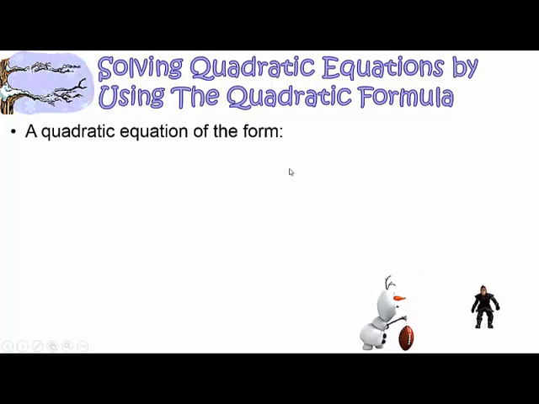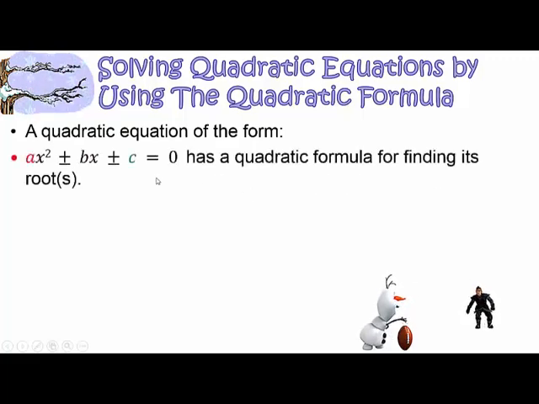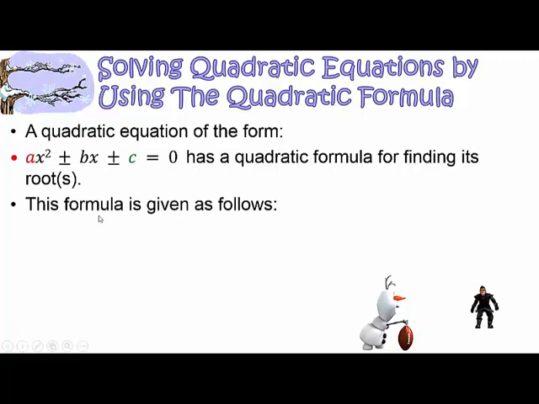Now, in order to use the quadratic formula, we have to put all of our equations in standard form, ax squared plus or minus bx plus or minus c is equal to 0. Recall that this is standard form. So in order to use the quadratic formula, our equations must be in this form. And we're going to find the roots, or what x is. And because it's squared, we're going to have actually two answers.